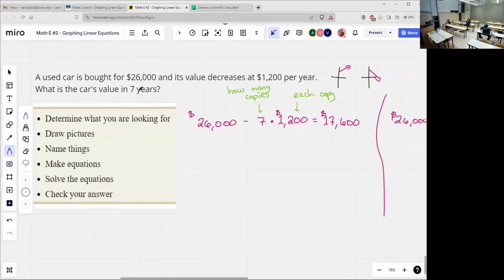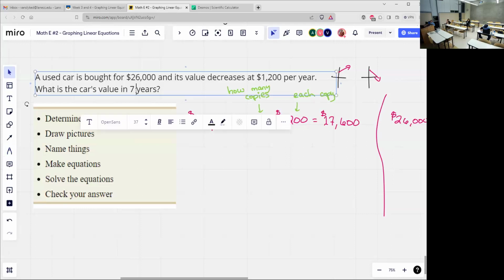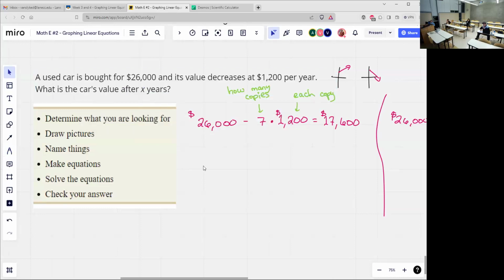Okay, what if we changed it? What is the car's value not in the 7 years, but after some number of years, we don't know? Well, it's a good thing you put them in the right order there, so you can put it as 26,000 minus X times 1,200. Whoops, yeah, you are saying it right, I am writing it wrong.